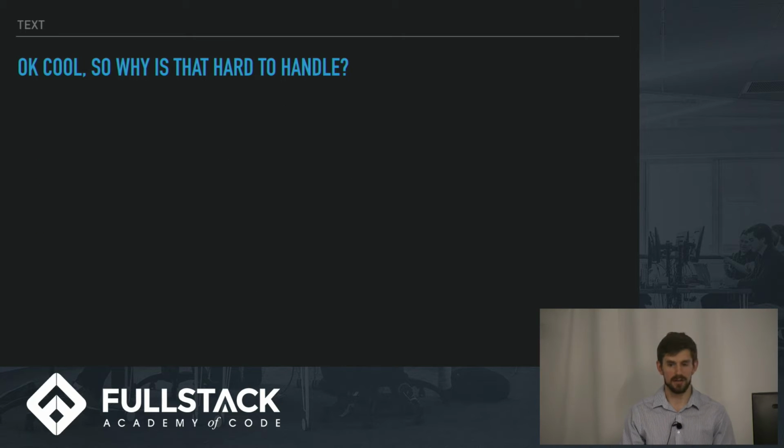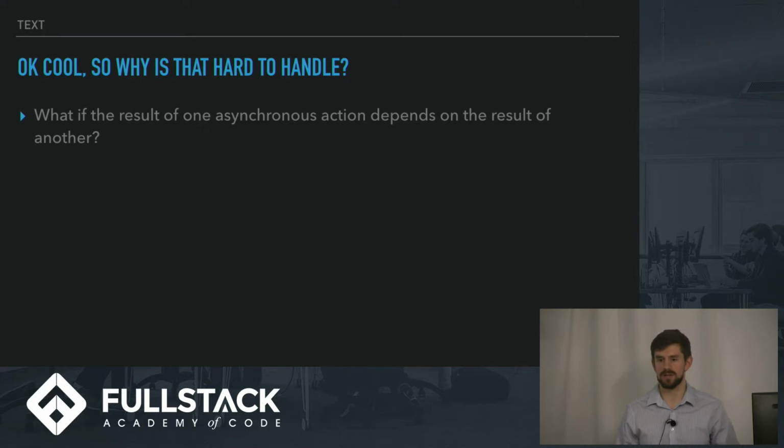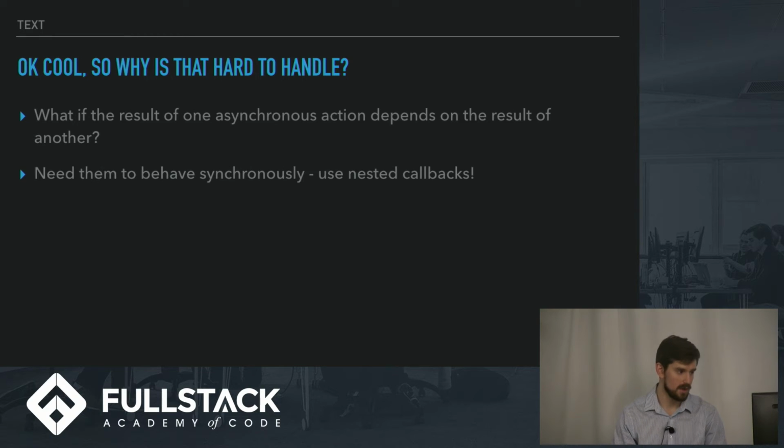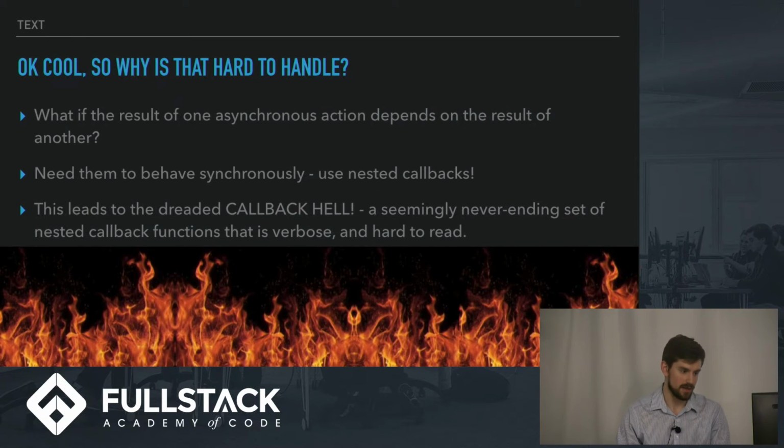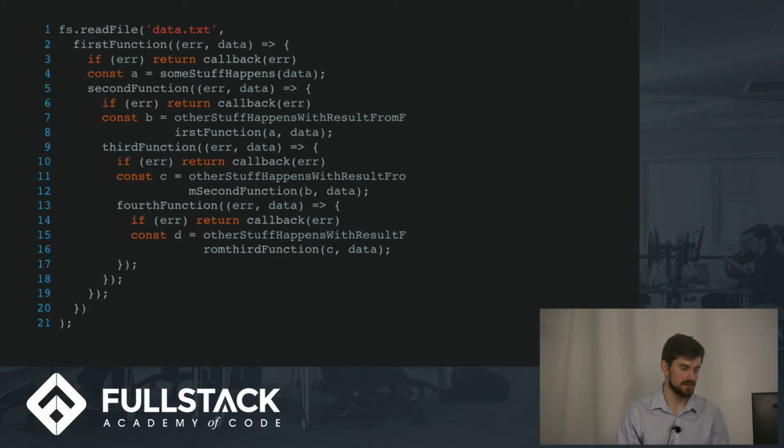So why is that hard to handle? Well, what if one asynchronous action depends on the result of another? We would need that to behave synchronously then, right? Because we can't guarantee that if they're happening in parallel in the background. So we use nested callbacks, and we all know where this is going. It's going to lead to callback hell, which is really bad. We don't like that. It looks like this, and basically it's borderline unreadable, error handling becomes difficult, and there's got to be a better way.